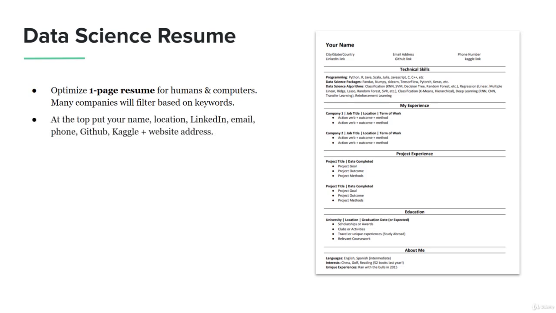So it's not overwhelming with a couple pages. And so at the very top, you want to put your name, your location, your LinkedIn profile, your email, your phone, and then GitHub and Kaggle profiles, and then your website address. Because making sure that you have a website is critically important for you to be able to set yourself apart from the competition. And we're going to walk through in one of the other videos the importance of having a website. And so under that, you want to put your technical skills, right?